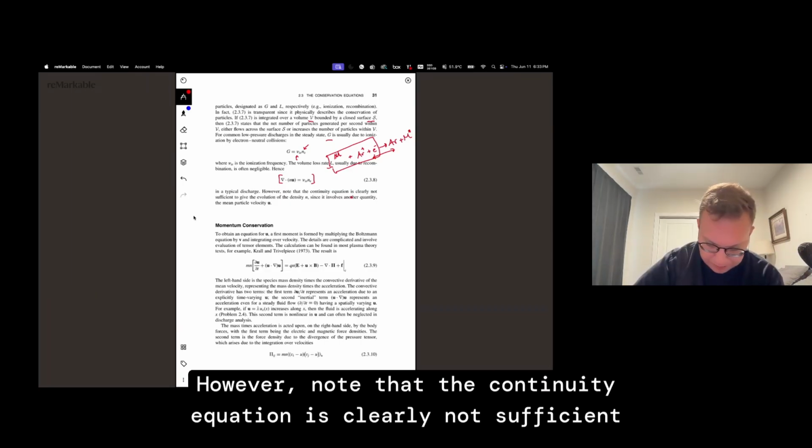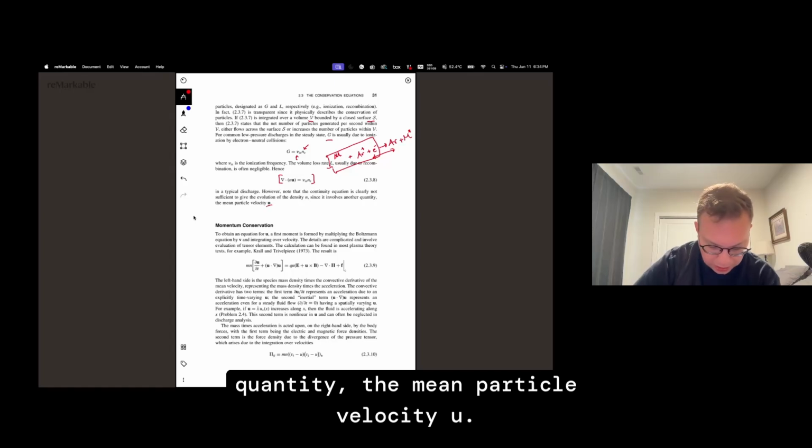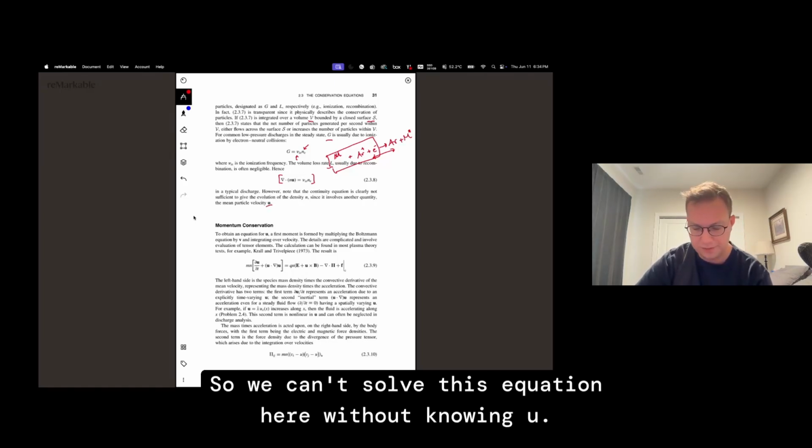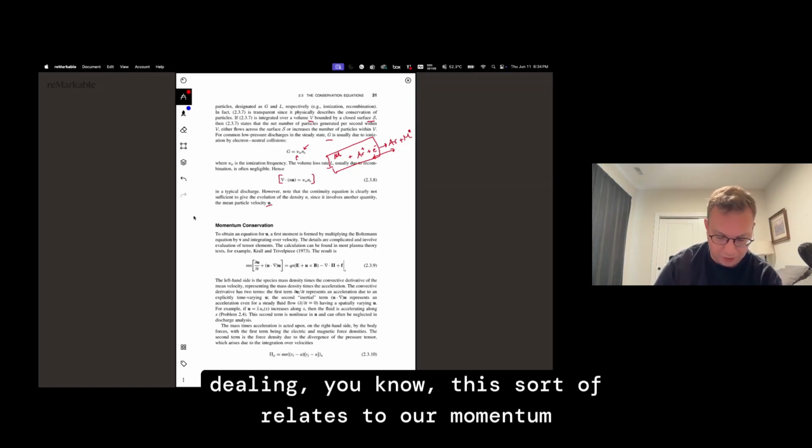Okay. However, note that the continuity equation is clearly not sufficient to give the evolution of the density n, since it involves another quantity, the mean particle velocity u. So we can't solve this equation here without knowing u. So we need an additional equation coming from our first moment. This sort of relates to our momentum conservation.